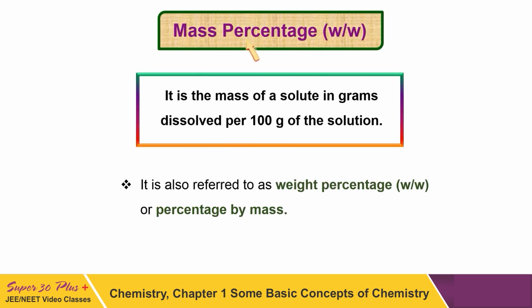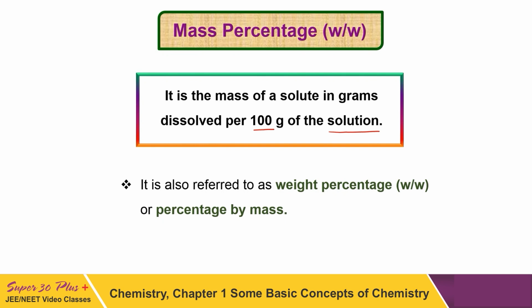First is mass percentage. What is mass percentage? It is the mass of solute in grams dissolved in per 100 gram of solution. In the per 100 gram of solution, what is the mass percentage? Is called as percentage W by W.